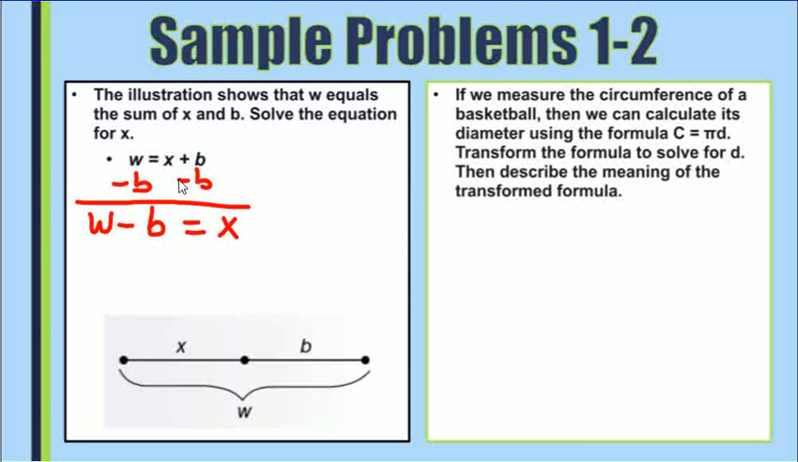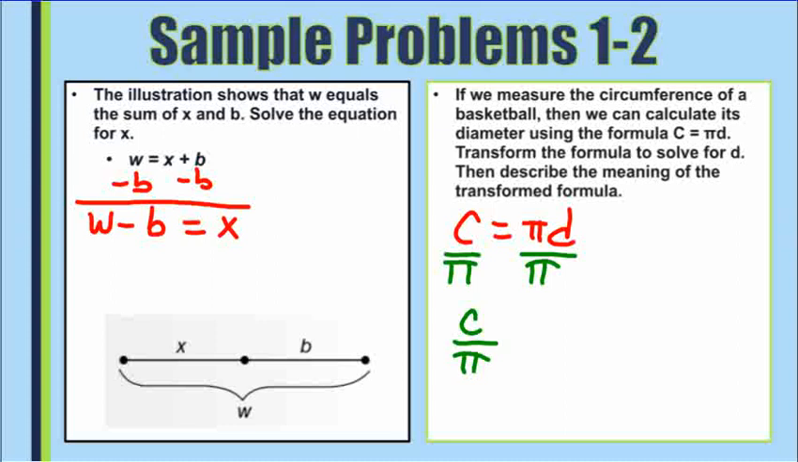Problem 2. If we measure the circumference of a basketball, then we can calculate its diameter using the formula c equals pi times diameter. Transform the formula to solve for d. Then describe the meaning of the transformed formula. I'm going to start off with writing the formula. Circumference equals pi times diameter. To get the diameter by itself, I'm going to divide by the pi on both sides. And I get circumference divided by pi equals diameter.